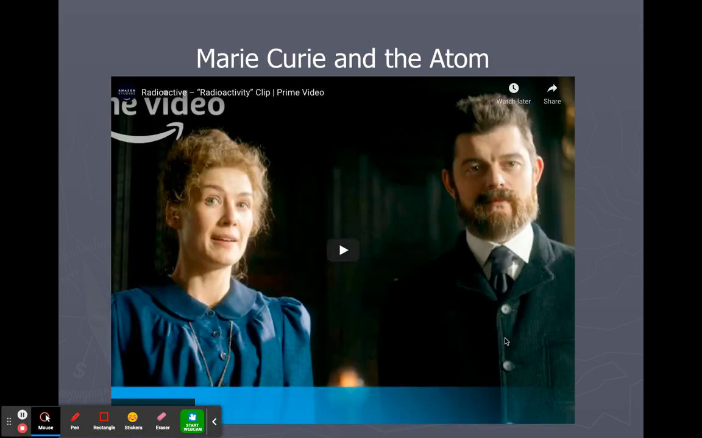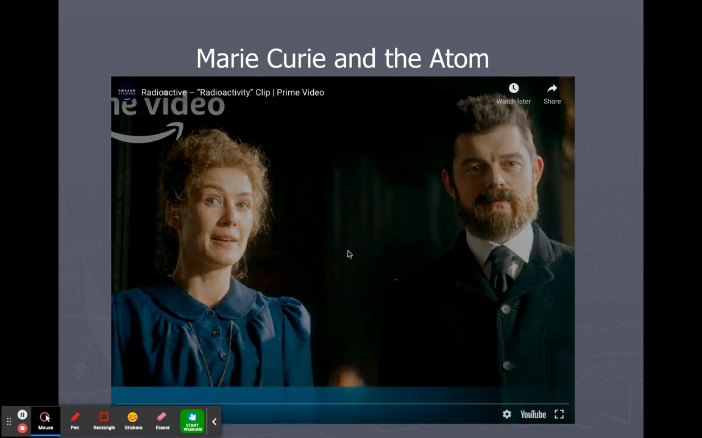Here we go. So these radioisotopes, or radioactive isotopes, first started being studied about 150 years ago. And one of the major scientists involved in this study was Marie Curie. So we're going to take a look at a clip from this film about her life.